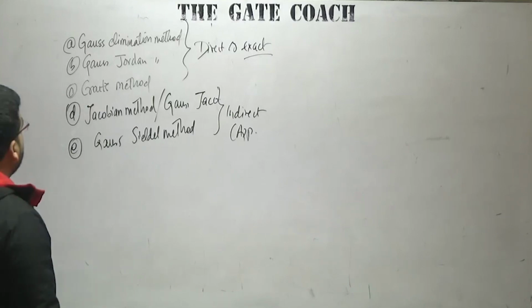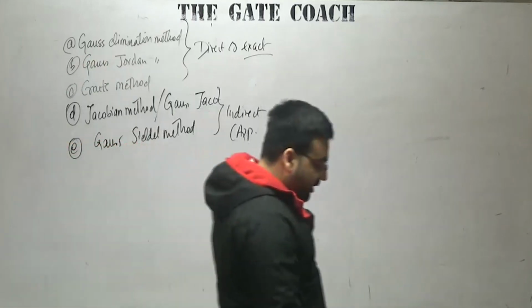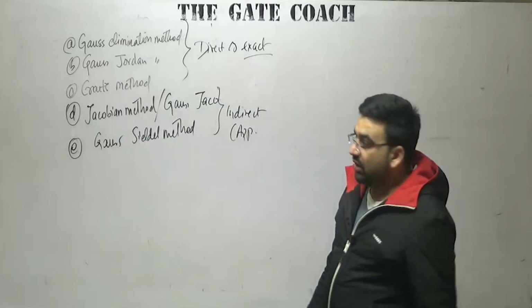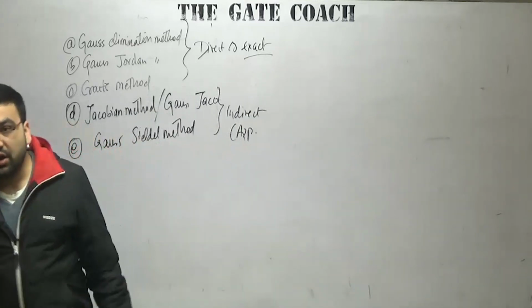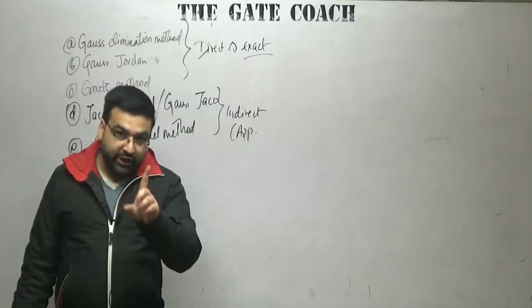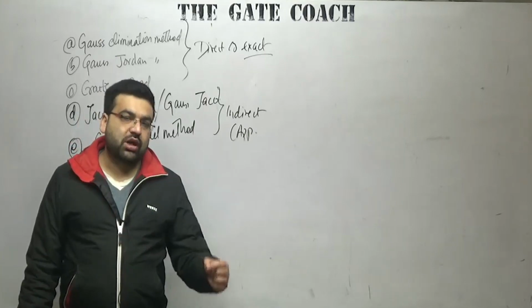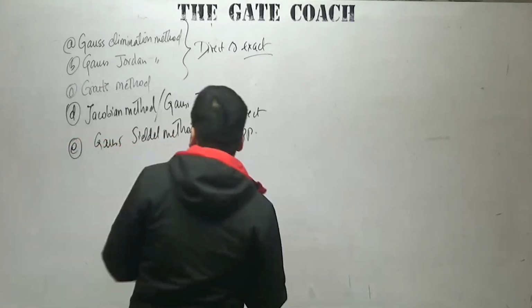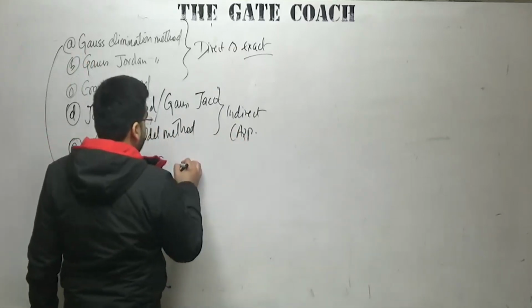Now, first, Gauss elimination method. What do we do in the Gauss elimination method? First of all, we convert a particular matrix into the augmented matrix. Then after applying row transformations, only row transformations, we try to convert it into echelon form. So in the Gauss elimination, you will be getting some matrix like this.